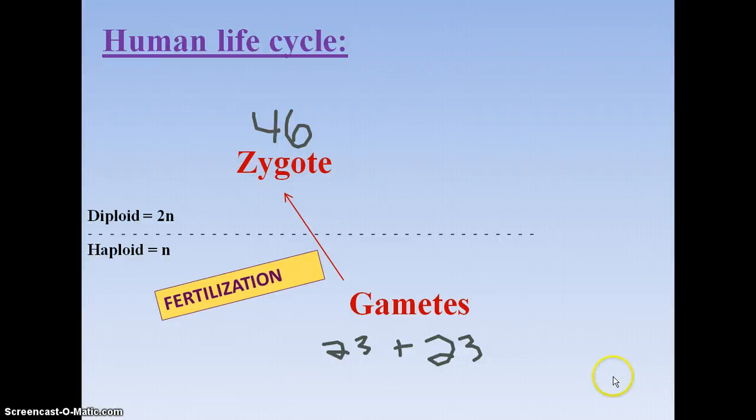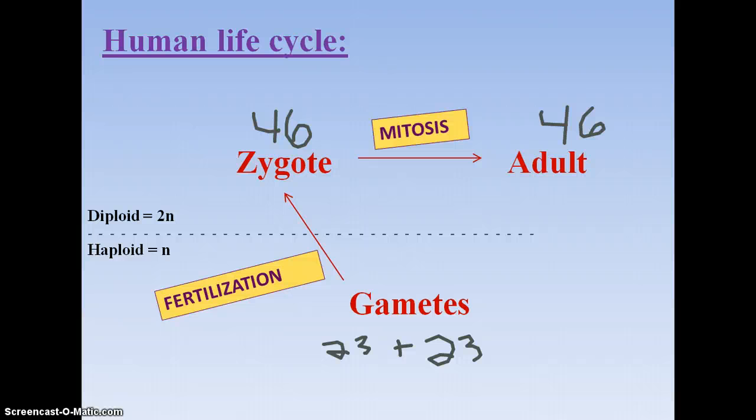Now, how did you get from a single cell to the trillions of cells that you are right now? One cell started and divided into 2, 2 divided into 4, 4 into 8, 8 into 16, and eventually you were born and you've grown into what you are today. All of these cells in your body still have 46. What process takes cells and makes exact copies of them? Mitosis. Okay?